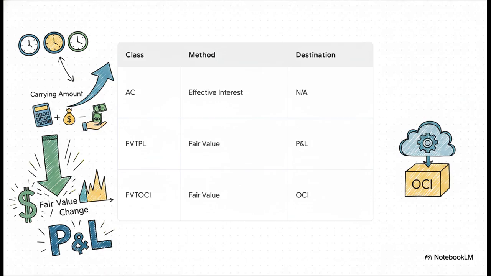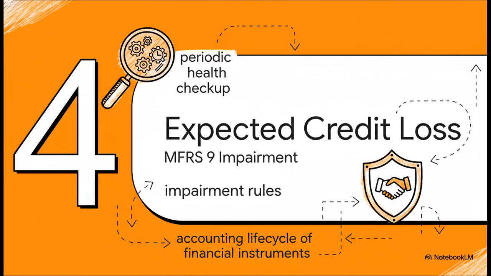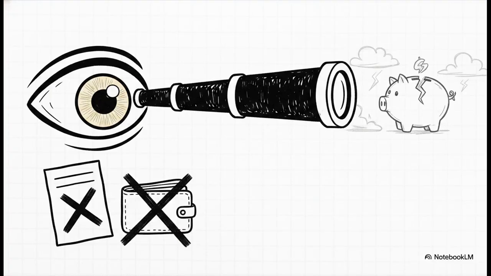Meanwhile, for FVTOCI, those fair value changes are parked safely away in other comprehensive income. So that's 3 classifications and 3 completely different impacts on the financial statements. Moving right along to Section 4, the expected credit loss. Here is where things get really predictive.